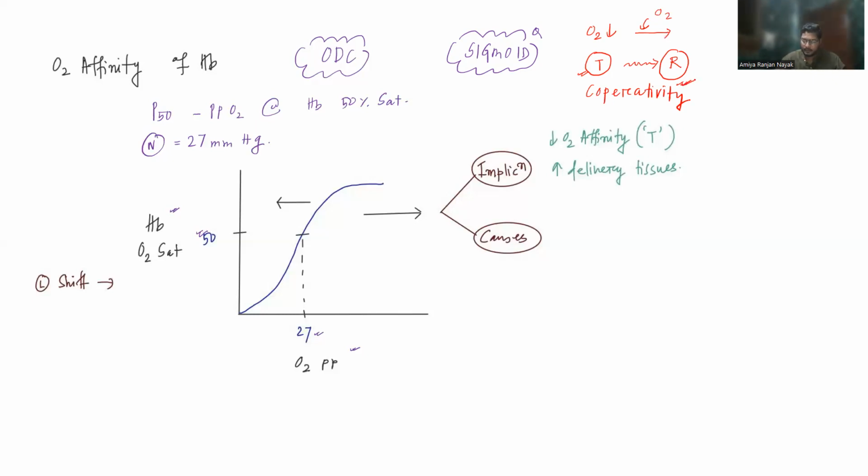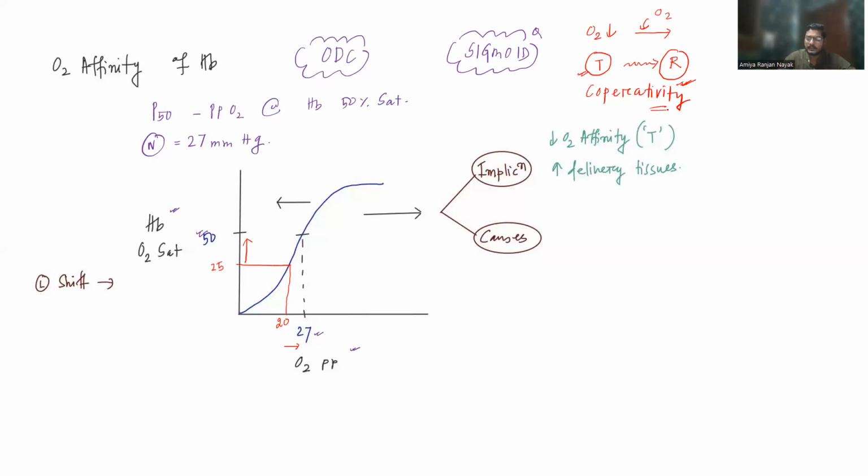As you can see here, for example, at a partial pressure of 20, the hemoglobin is around 25% saturated. But if you increase the partial pressure of oxygen from 20 to 27, you can appreciate that there is a larger change in the hemoglobin saturation.